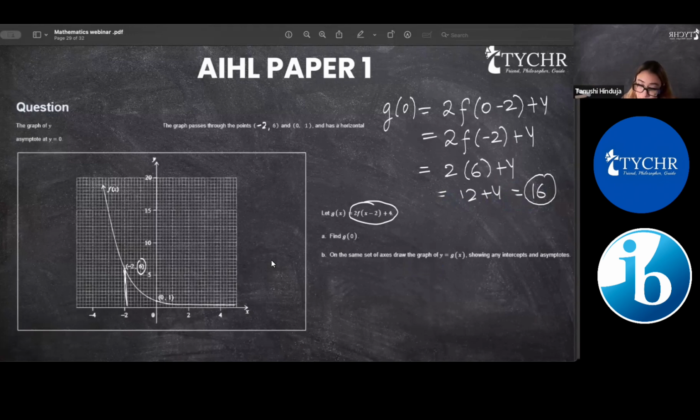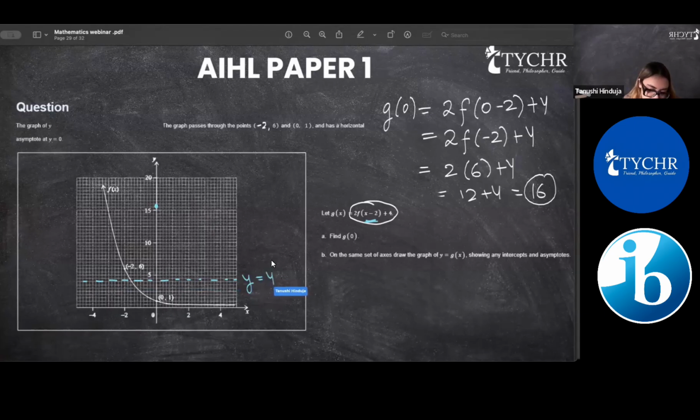On the same set of axes, draw the graph of g. Okay, so first let's analyze what kind of transformation it is. If we look closely, the transformation first takes it 2 units to the right, it doubles it, so there's a vertical stretch, and then it's moving upwards by 4 units. At 0, it was 16, so it should be over here. The horizontal asymptote for this graph was at 0. Now it has moved 4 units up, so the horizontal asymptote should be at 4.